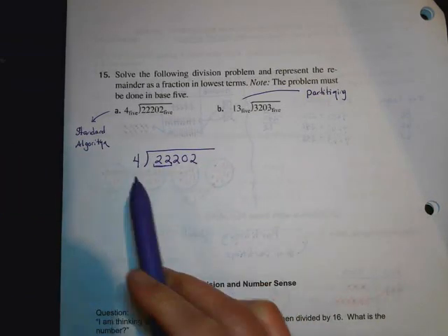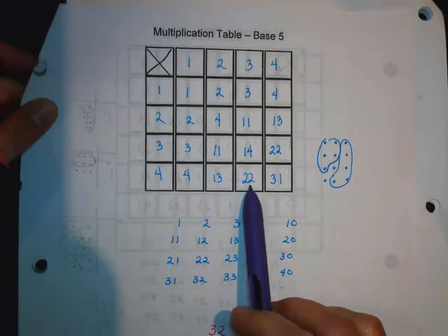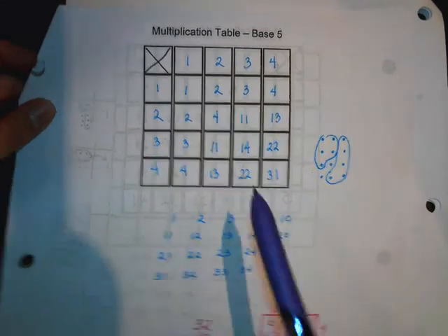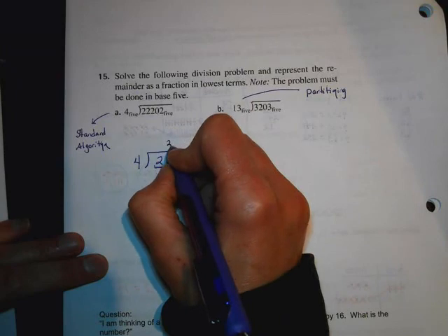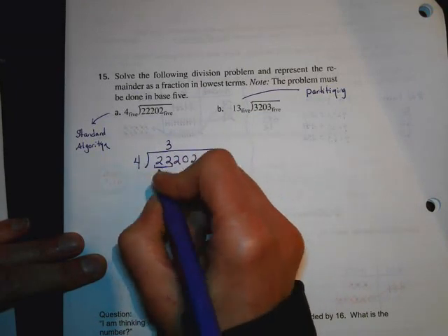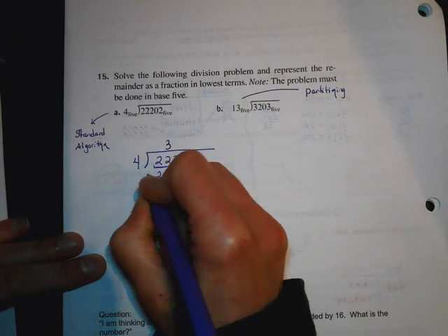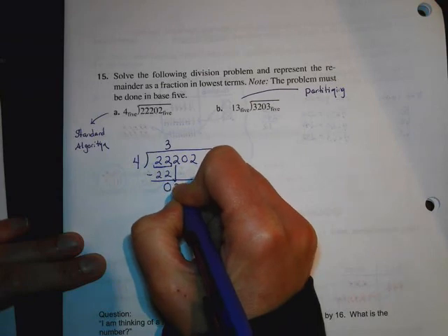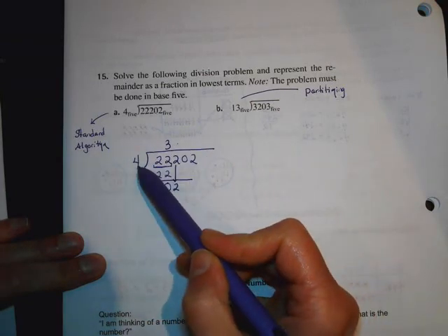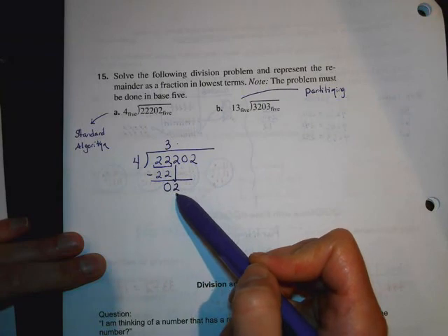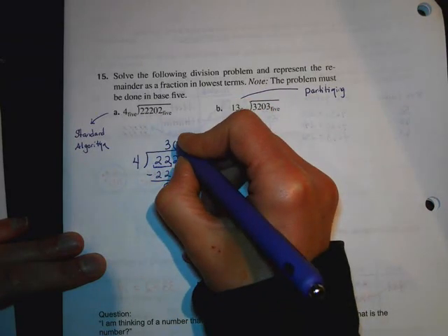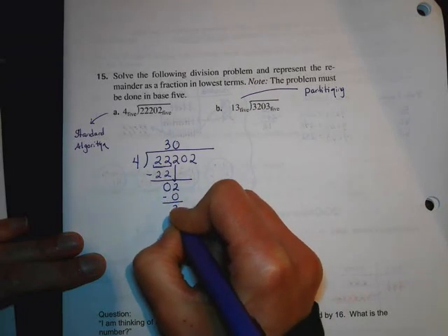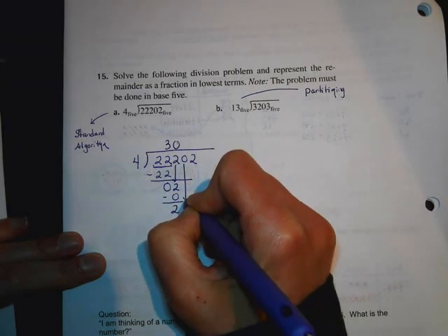So what times 4 gets you the closest to 22 without going over? Oh, it looks like it's 3, because 4 times 3 is 22. All right, so we're going to put a 3 here. So 4 times 3 is 22, and then we subtract. And then we bring the 2 down. So what times 4 gets you the closest to 2 without going over? Well, that's going to be 0. So 0 times 4 is 0, and then we subtract, and then we bring the next number down.